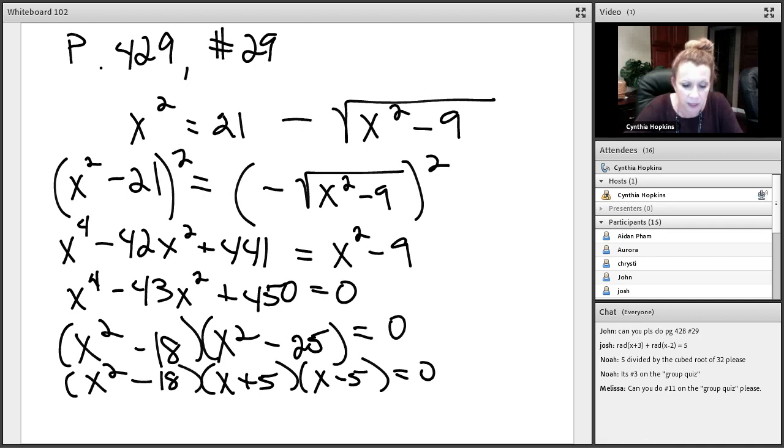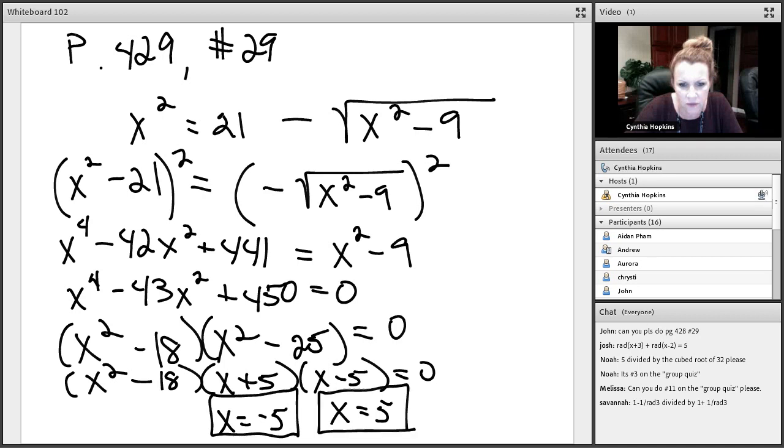Keep in mind this is a 4th degree polynomial. That means there are going to be 4 zeros or 4 roots. Underneath my x plus 5, I write that x equals -5. There's one of my answers. Underneath the x minus 5, if I set that equal to 0 and solve for x, I get x equals +5. So there are 2 answers.